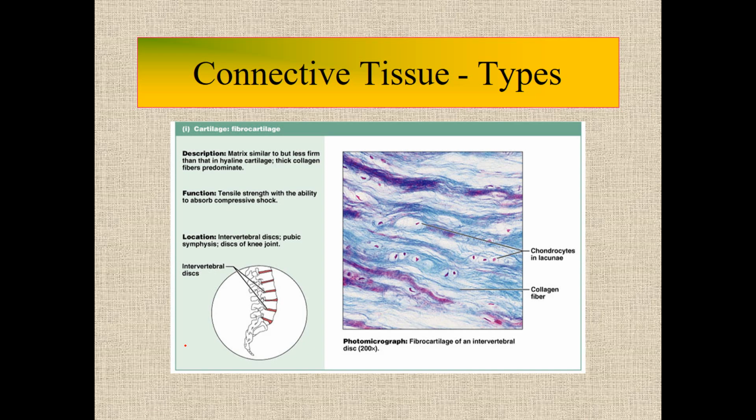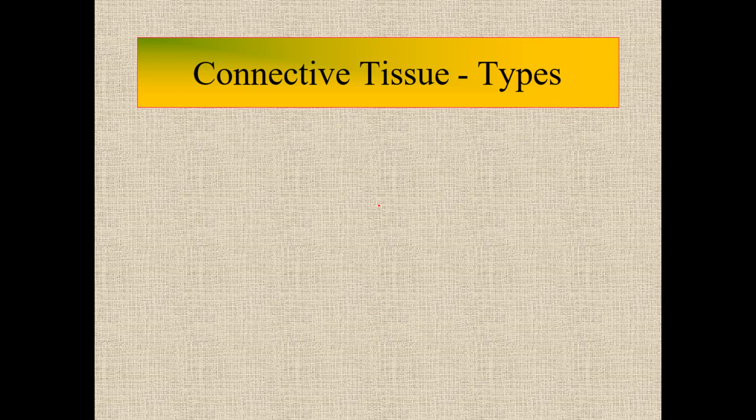And we can see here, again, the lacunae with the chondrocytes inside, and we see fibers. They're not so dark and so black, so that's what's going to make this fibrocartilage. So that's it for the cartilage.